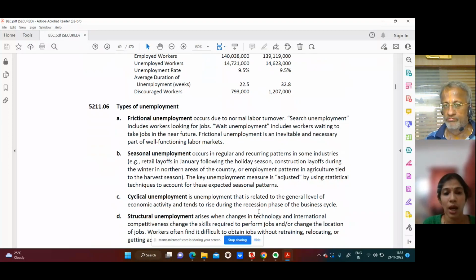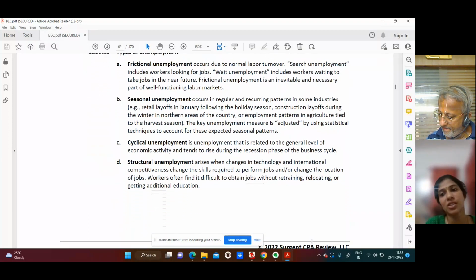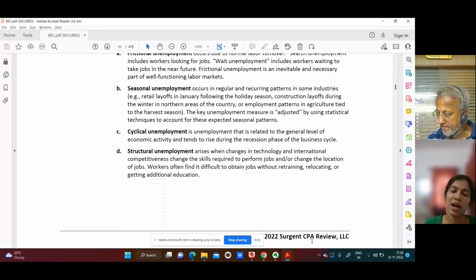If the economy is at boom, then obviously there are a lot of employment opportunities in the economy. Then structural unemployment rises when there are changes in technology and international competitiveness changes the skills required. In the banking industry, when they moved on to the core banking system, there were a lot of traditional bankers who were not exposed to technology. They didn't even know the basics of computing, how computers work. So they had to come out of the industry because they have to upgrade or they have to come out. They don't have a choice. So this is structural unemployment when there is a change in technology. So you have to adapt to that change.